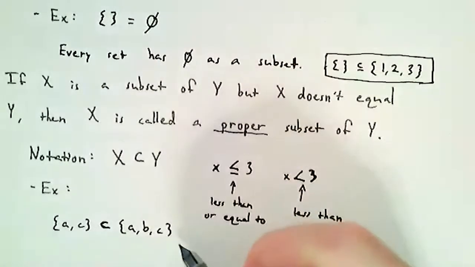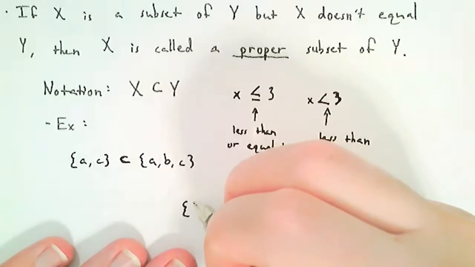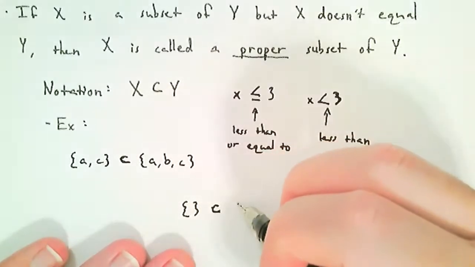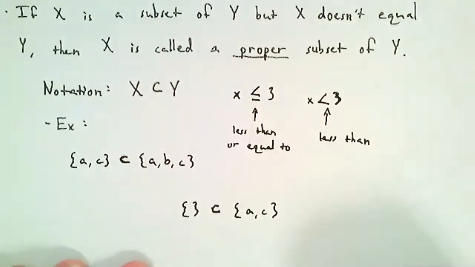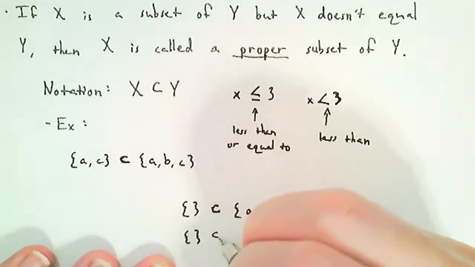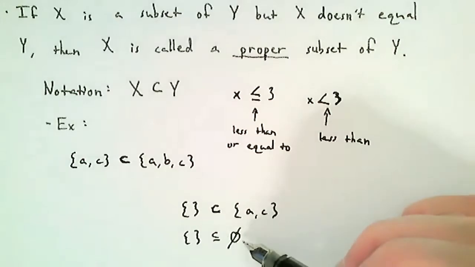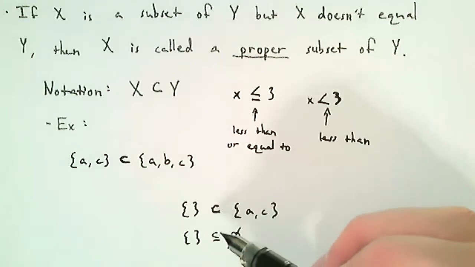So the empty set is a proper subset of anything that you can think of except for the empty set itself. So remember, this is just a symbol for the empty set, and these two are actually equal to each other. They have the same elements because, well, they have no elements.